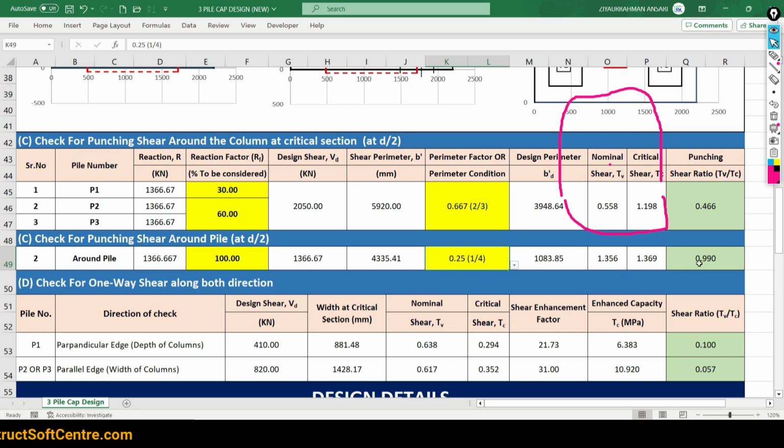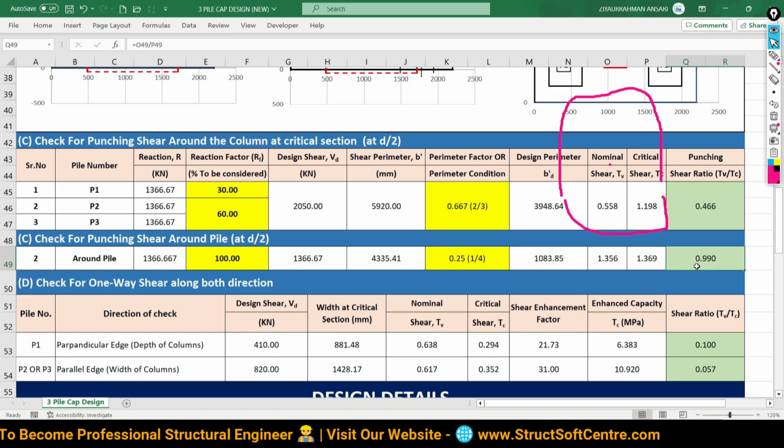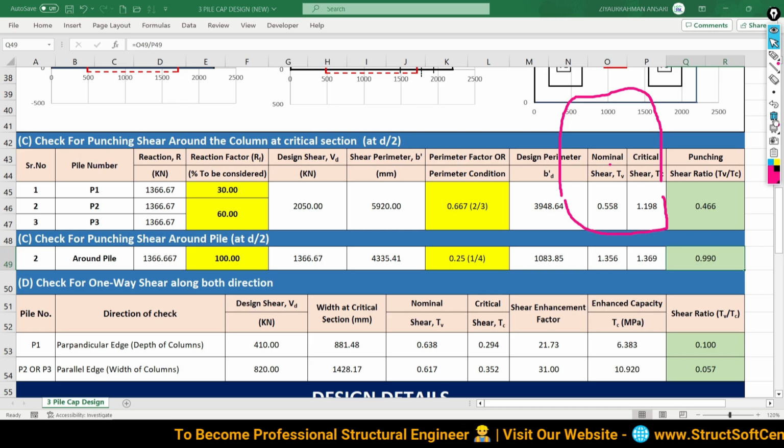With this consideration, the value of the punching shear ratio tau v by tau c is coming out to be 0.99. It is very close to 1, but still it is less than 1. That's why it is safe.